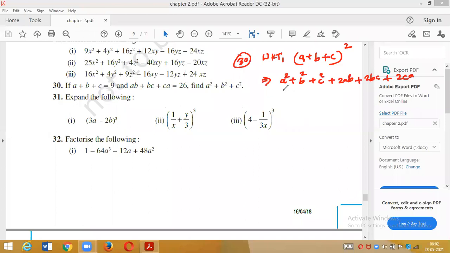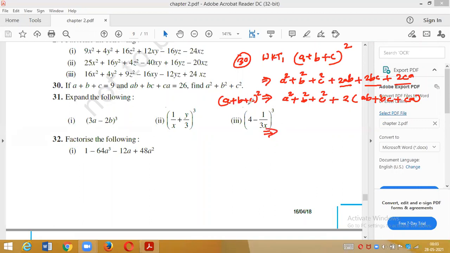This formula is clear to everyone? Yes. This right hand side can also be written as a square plus b square plus c square, and if you observe these three terms, 2 is common. If you take it out, it will be 2 in the bracket ab plus bc plus ca. Correct? And in the left hand side it is (a plus b plus c) whole square. Hope it is clear. Now substitute the values.